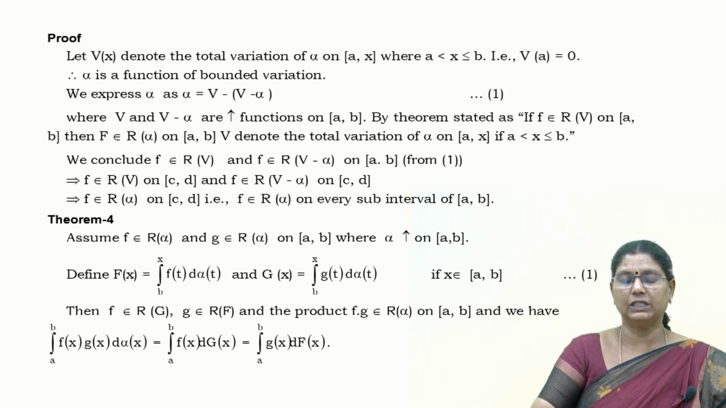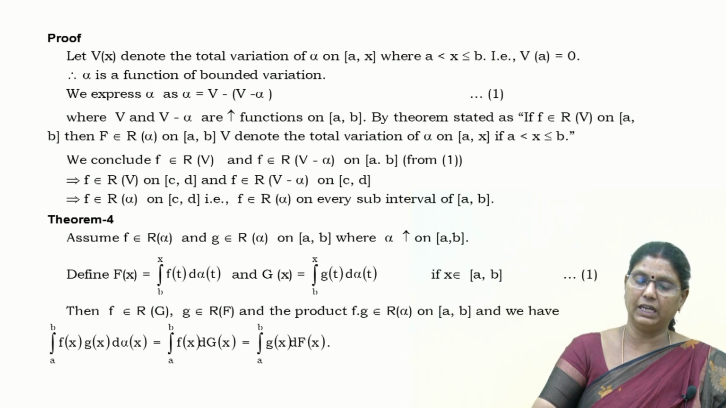The next theorem proves that, assuming f belongs to R of alpha and g belongs to R of alpha on the closed interval [a, b], where alpha is increasing on the given interval. Here we define capital F of x and G of x as given, and then we want to show that small f belongs to R of G and small g belongs to R of F, and the product f·g also belongs to R of alpha. We have the integral from a to b of f of x into g of x into d alpha of x equal to the integral from a to b of f of x d G of x equal to the integral from a to b of g of x d F of x.